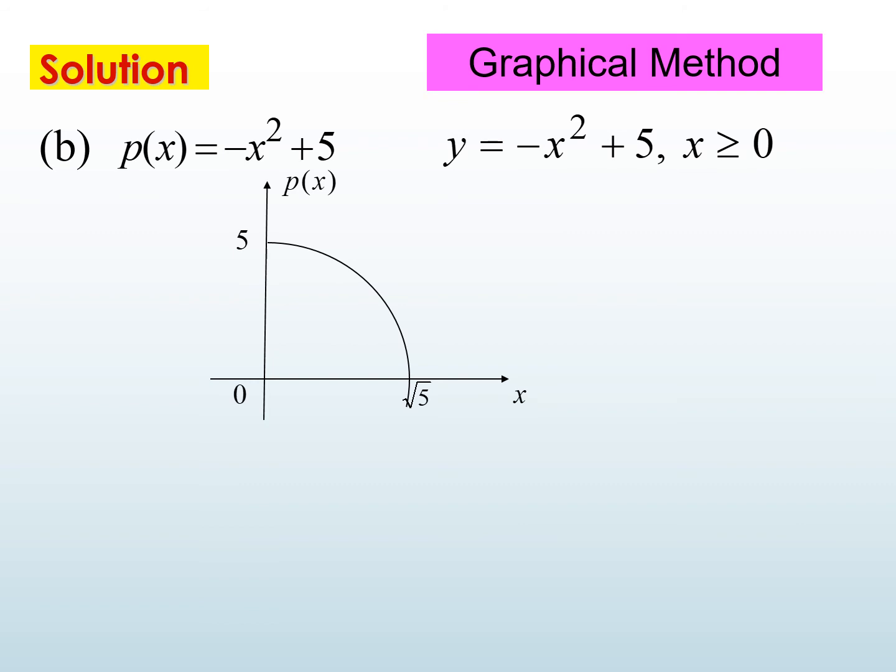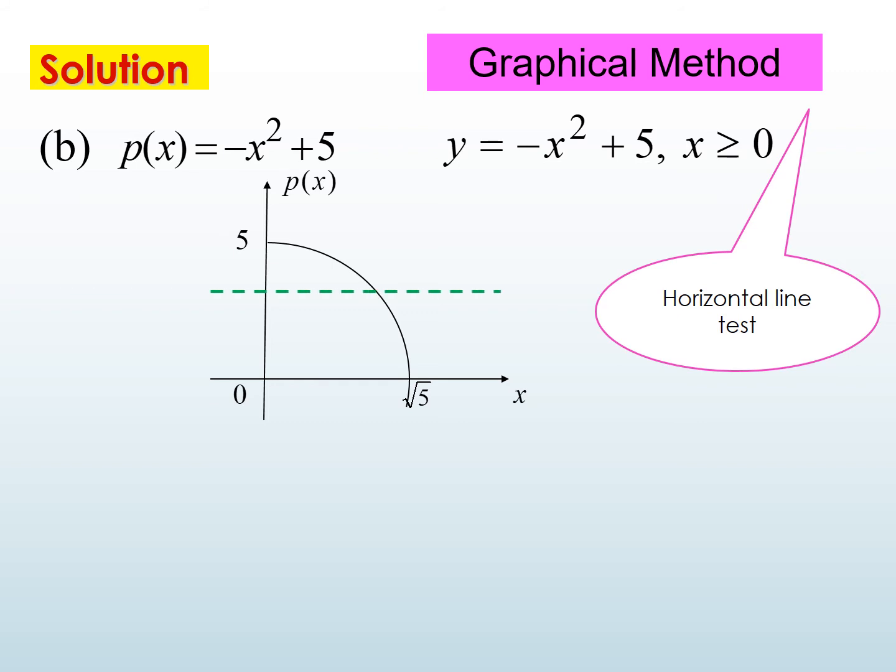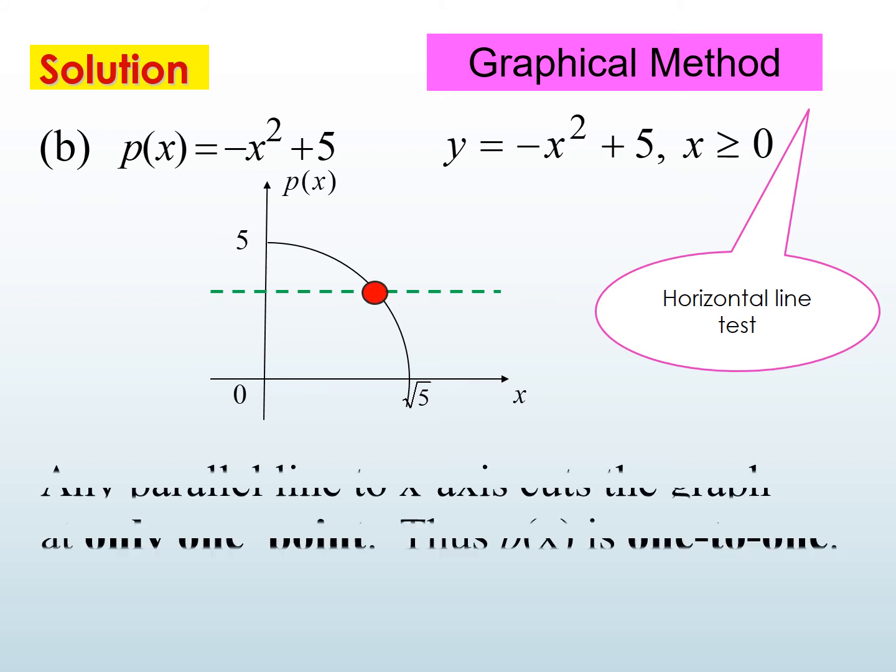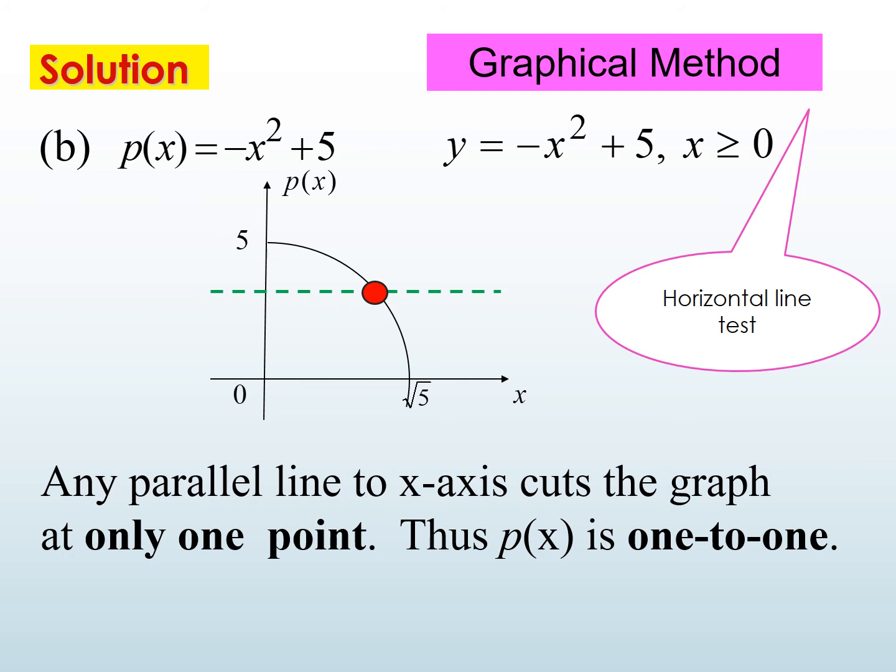To use the graphical method, which is the horizontal line test, we need to draw a horizontal line and observe that the horizontal line cuts the curve at only one point. So any line parallel to the x-axis cuts the graph at only one point, thus p(x) is a one-to-one function. Since p(x) is one-to-one, the inverse of p(x) exists. This is showing a one-to-one function by using the graphical method.